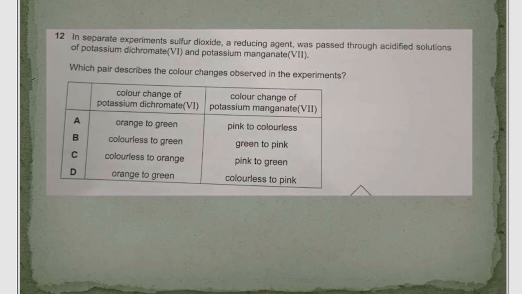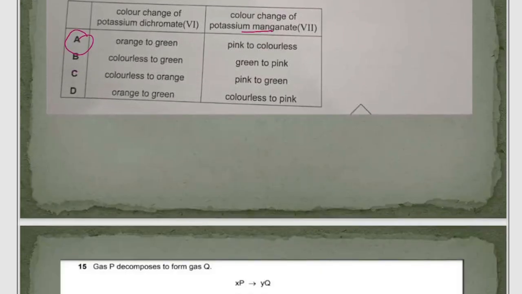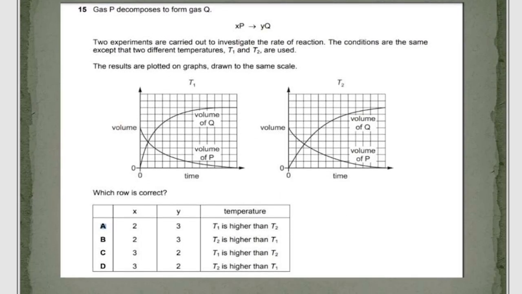In separate experiments, sulfur dioxide, a reducing agent, was passed through acidified solutions of potassium dichromate(VI) and potassium manganate(VII). Which pair describes the color changes observed in the experiment? So all of you must know and memorize the color changes. For potassium dichromate, the change of color is orange to green, and for potassium manganate it is purple to colorless, or pink to colorless. So A is the correct option. This one is a very tricky question found by the students. So all of you must know how to solve this question.